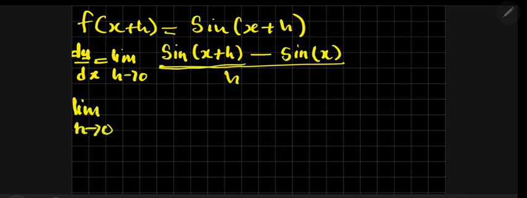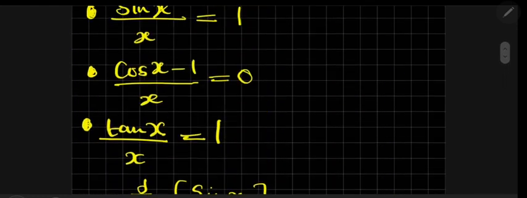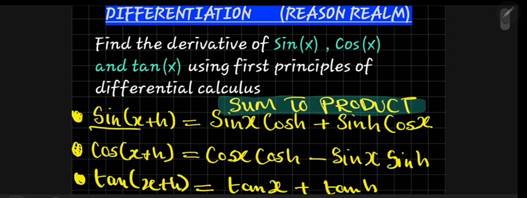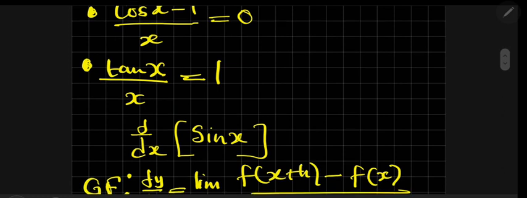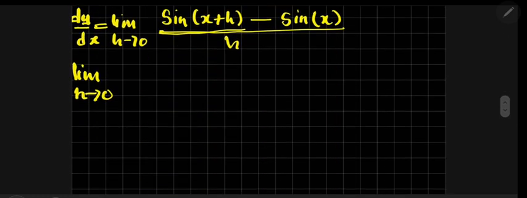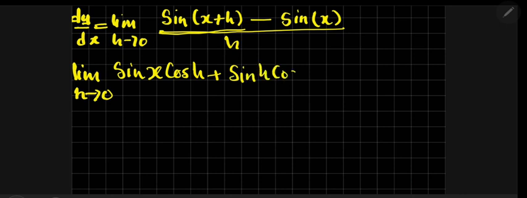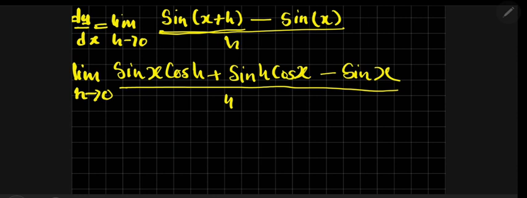Now remember this. If you remember, sine of x plus h is equal to sine x multiplied by cos h plus sine h multiplied by cos x. Alright, so we go and replace that there. So this is sine x multiplied by cos h plus sine h multiplied by cos x minus sine x over h.